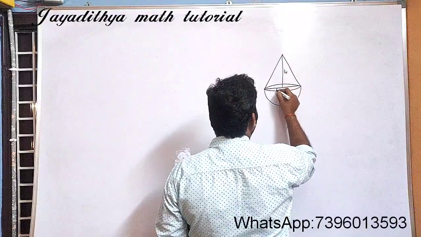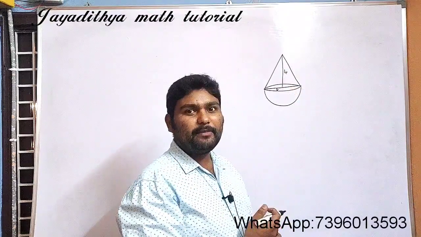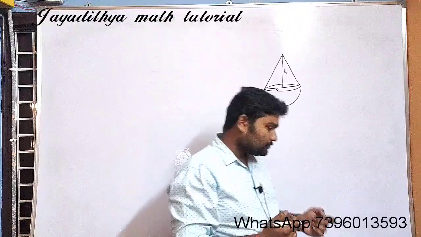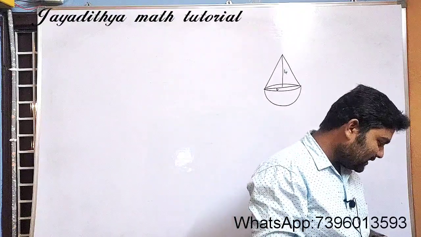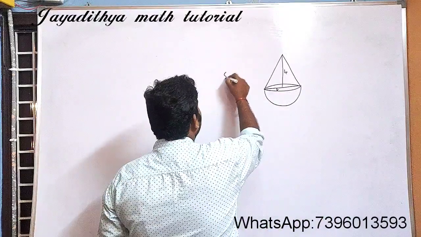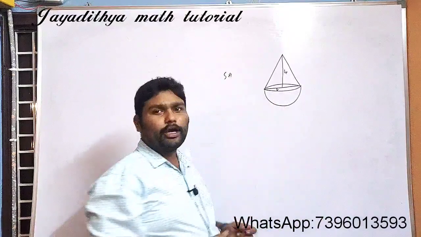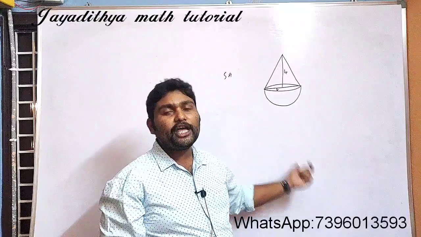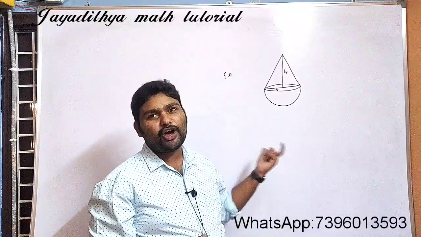Height is 4 and the diameter is 6, it seems. He has given only this information. Determine the surface area of the toy. That means this is the complete toy here. You need to find the surface area of the toy.